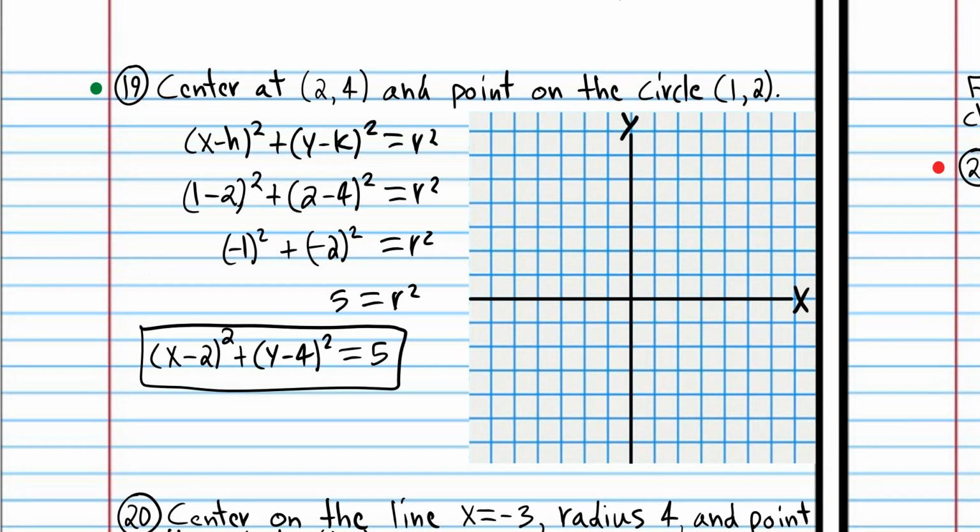So let's plot the point. We have 1, 2, 1, 2, 3, 4. That's the center. And the radius is the square root of 5. So if you find the square root of 5 in your calculator, we get 2.2. So 1, 2.2 is about there. It doesn't have to be perfect.